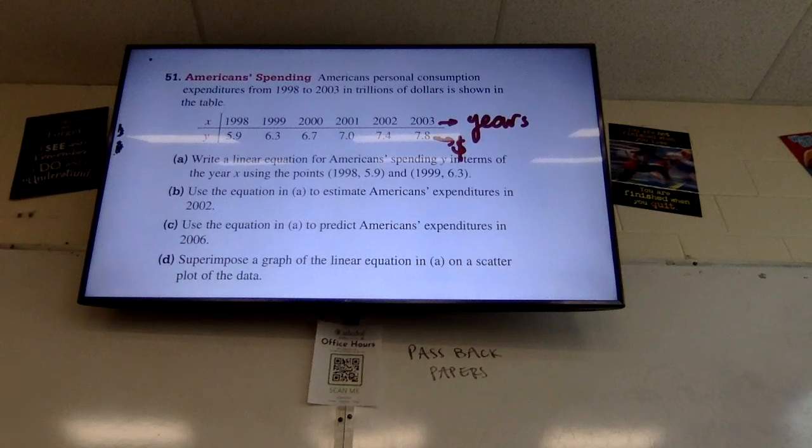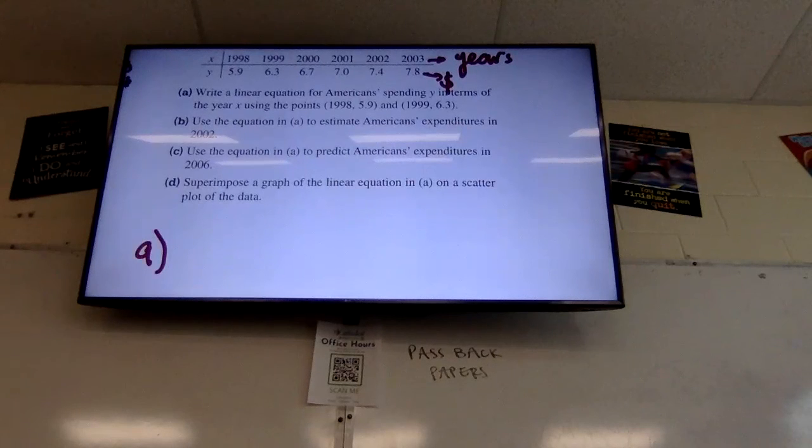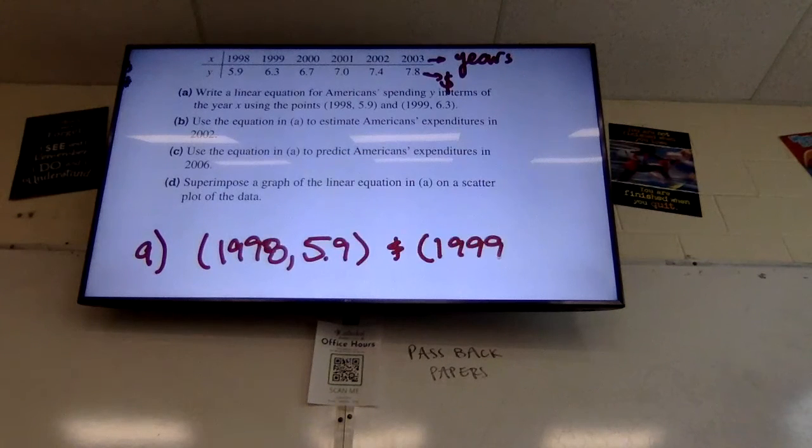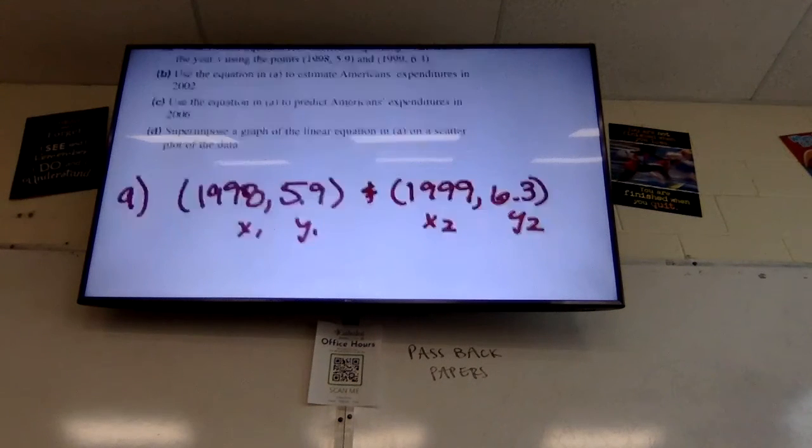So I like to kind of know what's my X and my Y. That will come up later on. It says write a linear equation for America's spending Y in terms of the year X using the points 1998, 5.9, and 1999, 6.3. We can write a Y equals MX plus B equation from that, right? Yeah. All right, go. Do it. I might rewrite the points, especially if I don't have this picture on my paper. In order for us to all get the same equation, though, I did have to give you these points. If I just gave you the table, I said find an equation, we might all have different equations.